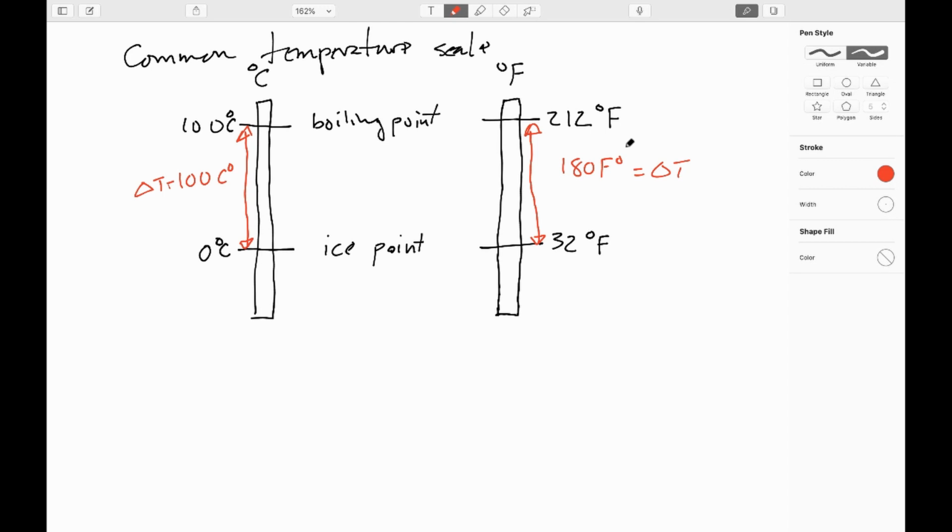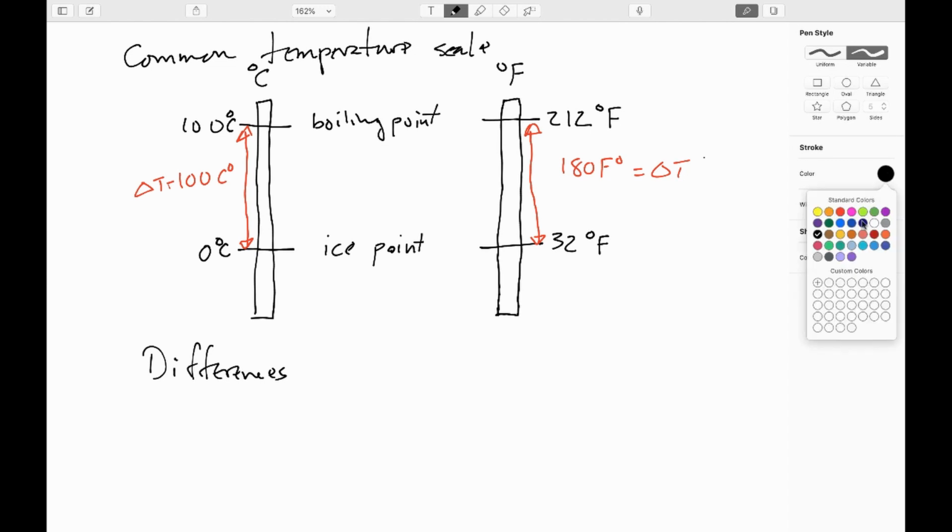So when you're converting temperatures, it matters whether you're converting a difference or a reading. So if you're converting differences, we can take a look and say, well, between these two known temperatures, this is a difference of 100 C degrees, and this is a difference of 180 F degrees. So that's going to be a ratio of 9 to 5.